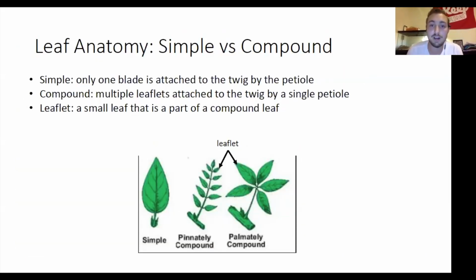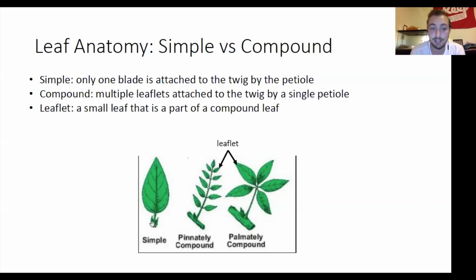So a reminder of simple versus compound. Once you do decide that you have an alternate or opposite tree and you do have leaves, the next feature that you want to look at is whether your leaf is simple or compound. And remember, this really depends on the location of the bud in comparison to the leaf that you're looking at. The bud will always be at the bottom of the leaf where the petiole, the leaf stem, attaches to the woody stem in which it's growing on.